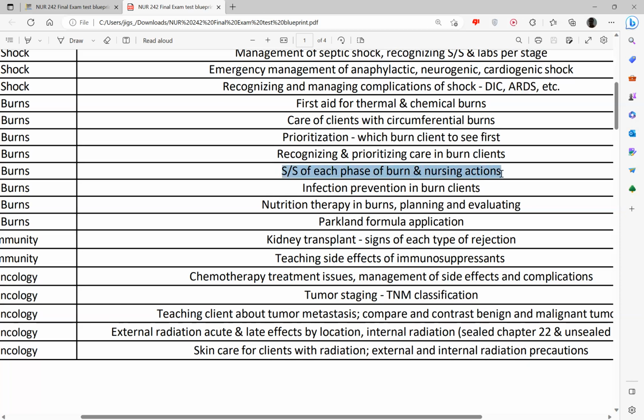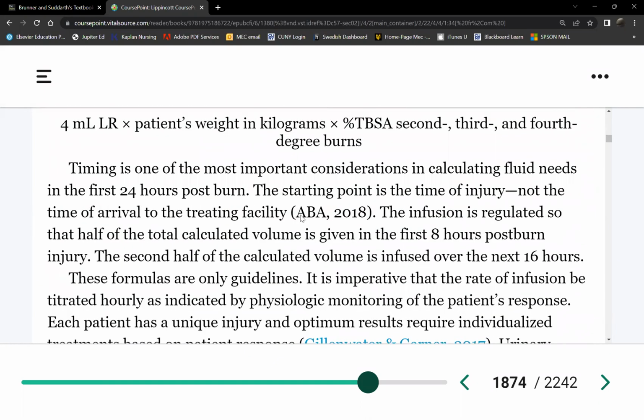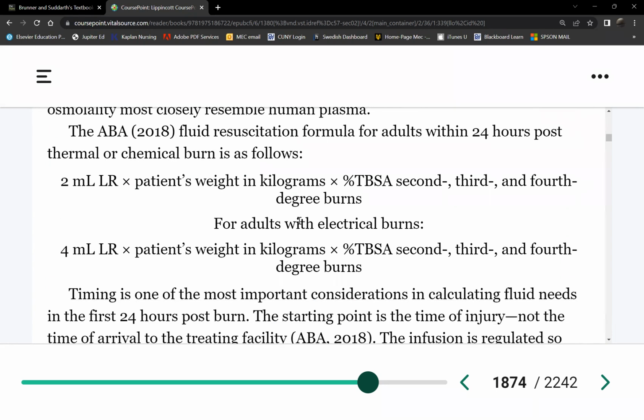So what are the phases of burn injury? Emergent, also called resuscitative, phase, followed by acute. And then rehab, but rehab we don't bother with because that's years. So we'll focus on the emergent or resuscitative and acute phases.